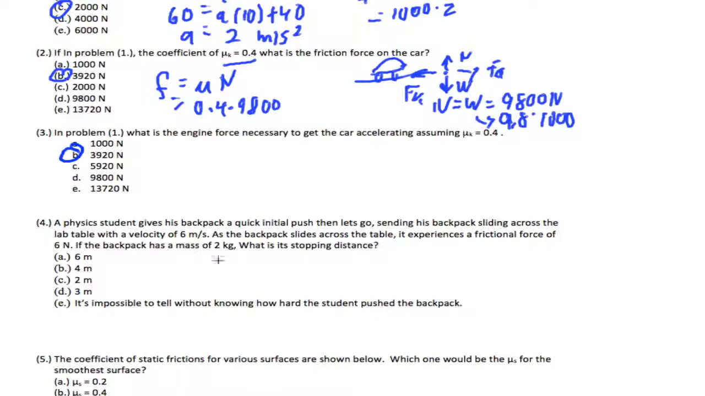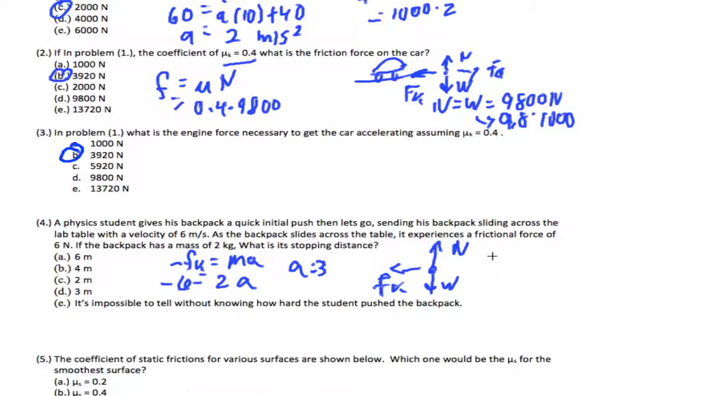So, number 4, a student gives his backpack a quick final push, then lets go, sending his backpack sliding across the table. So let's figure out what the stopping distance is based on what's happening with this backpack. So we have a friction force, a normal, and a weight. So we know that the negative friction force slowing it down is what makes the backpack accelerate. That's the net force. And so we are going to get that negative 6 equals m times a. So my acceleration is 3 meters per second squared.